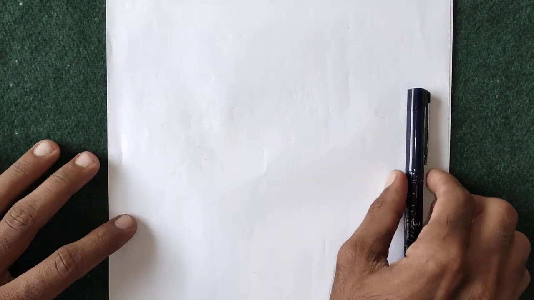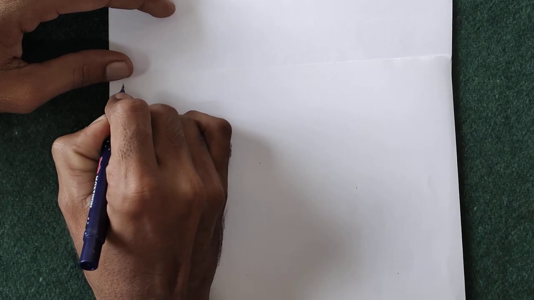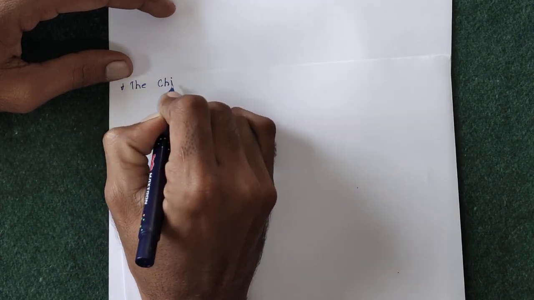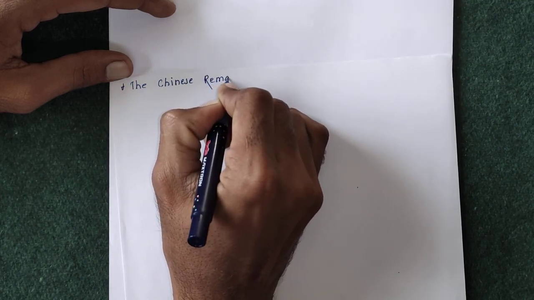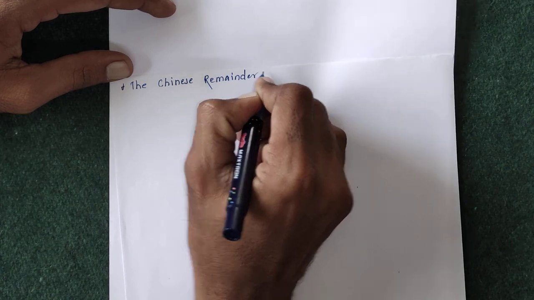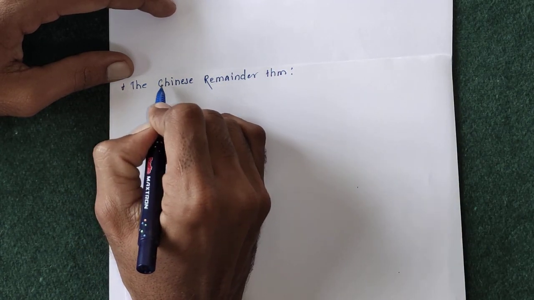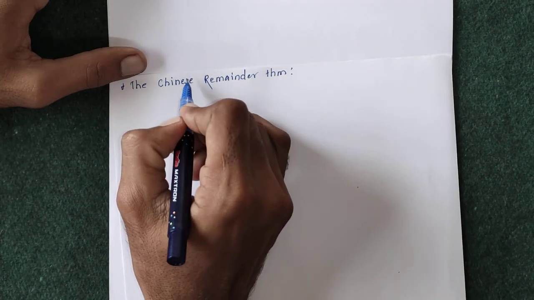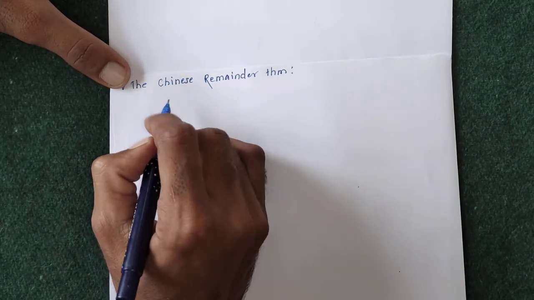Today we are going to discuss the last topic of our second chapter, the Chinese remainder theorem. The name Chinese remainder theorem comes from the fact that this method was first discovered in China. So the name is Chinese remainder theorem.